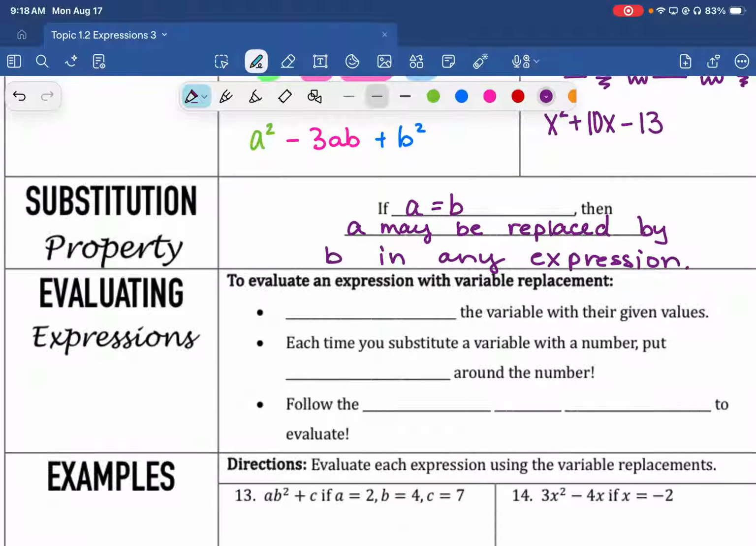So if we have x plus 3, but I tell you x is equal to 6, what is x plus 3? 3 plus 6. Which is? 9. Okay, if I say x plus 7, but x is still 6, what is it? 13. Okay, and we can keep that going forever, right?